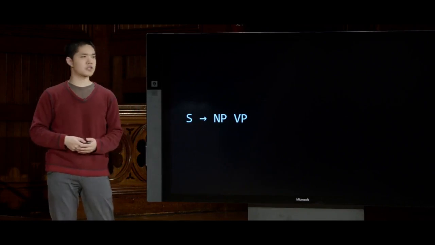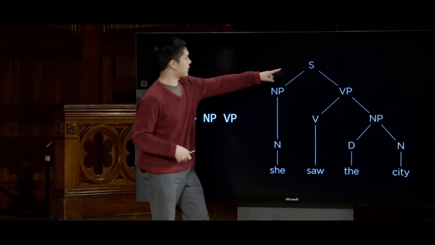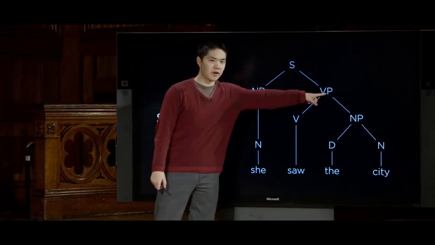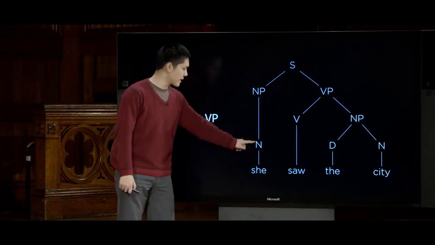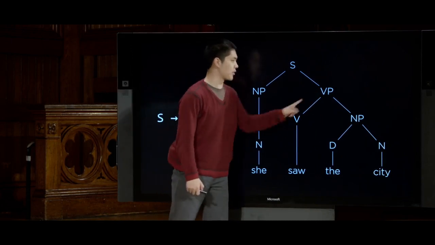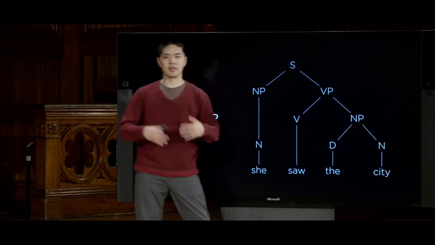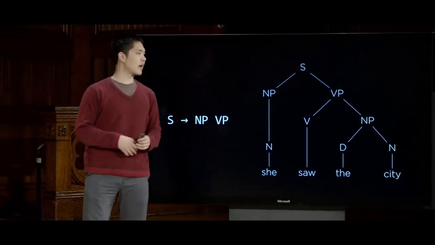And so using this structure, we could construct a sentence that looks like this. A sentence consists of a noun phrase and a verb phrase. A noun phrase could just be a noun, like the word she. The verb phrase could be a verb and a noun phrase where this is something we've seen before. The verb is saw, and the noun phrase is the city. And so now look what we've done here.